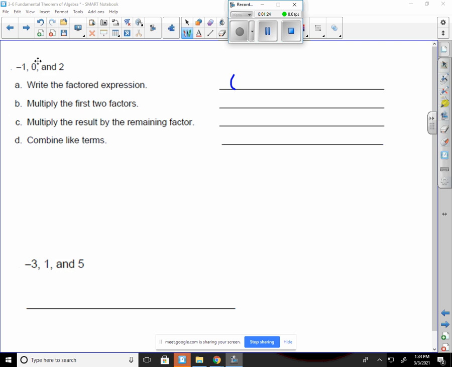So you just switch the signs on each of these. x plus 1, and then x, you could either do minus or plus 0, and x minus 2. So that's our factored expression. Now, because this is a 0 here, I just leave it as x because I don't have to have the plus or minus 0 in. It doesn't do anything to x. So then first we multiply the two factors. I'm going to do x times x and x times 1. It gives me x squared plus x, and then that's times x minus 2.